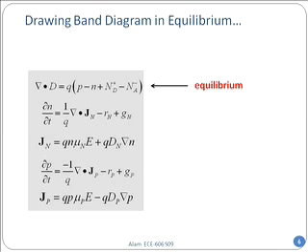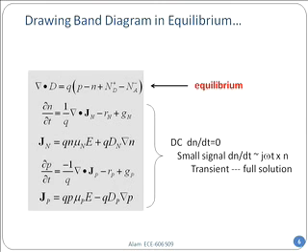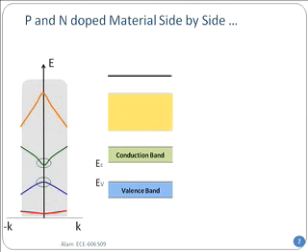That assumption doesn't work anymore, because here ND and NA are not the same everywhere. So I will have to take back what I said before and solve the problem anew in this particular case. And then I will show you that when I apply a bias, how we solve for various cases, the DC, small signal and transient response. But let's set that aside and we'll come to it when time permits.